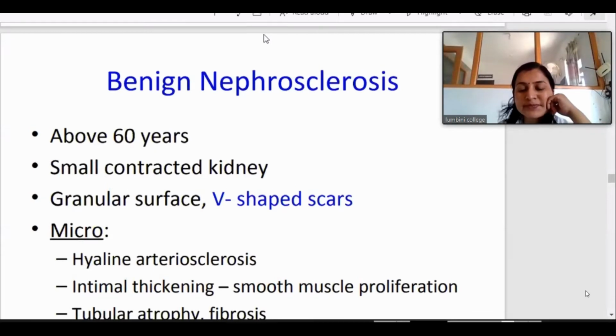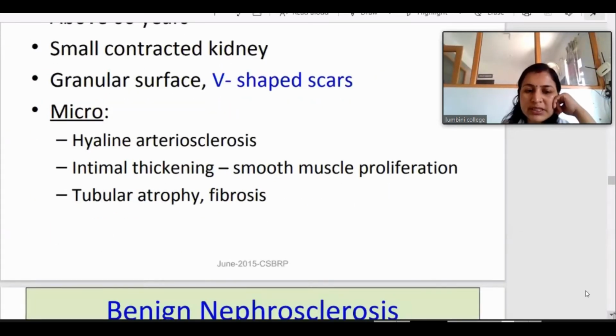All right. In benign nephrosclerosis, the patient is usually aged. The kidney is smaller, contracted, and the surface is granular. There will be scars of ischemia, V-shaped scars. Morphologically, there will be arteriosclerosis, hyaline arteriosclerosis of the vasculature of the kidney. Because of smooth muscle proliferation over the course of time, there will be thickening of the intima. The intima, media, and adventitia are the three layers of blood vessels, so there will be intimal thickening in blood vessels.